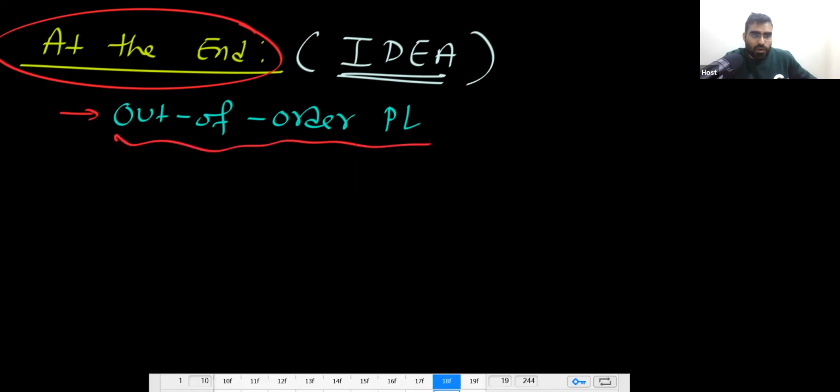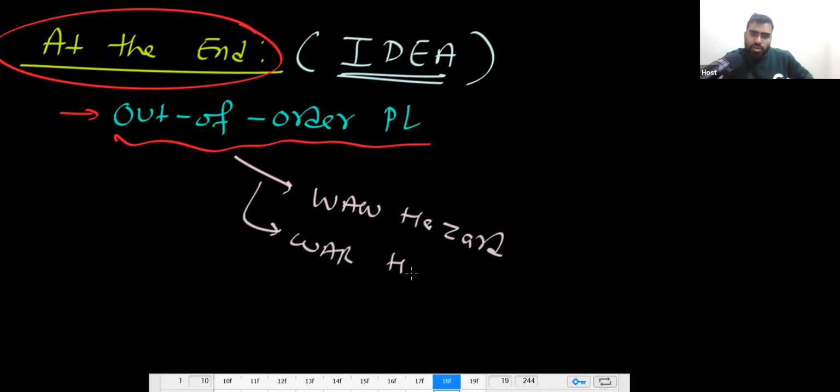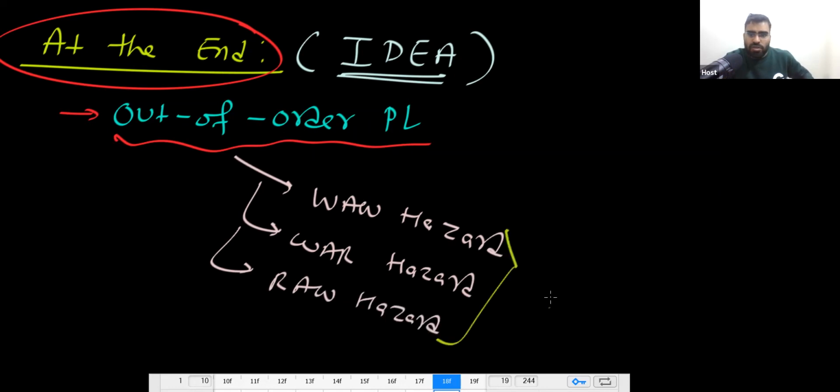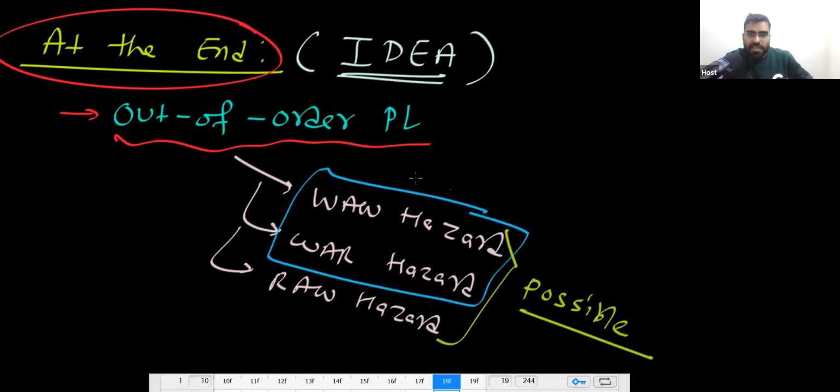In this out of order pipeline, WAW hazard is possible. I will give you the example. Okay, WAR hazard is possible. I will give you the example. And RAW hazard, of course, is always possible. Okay, all these are possible. I will give you the example. I will also give you the example that they can be 100% eliminated.